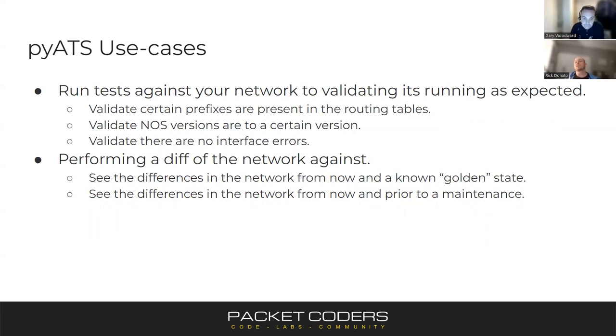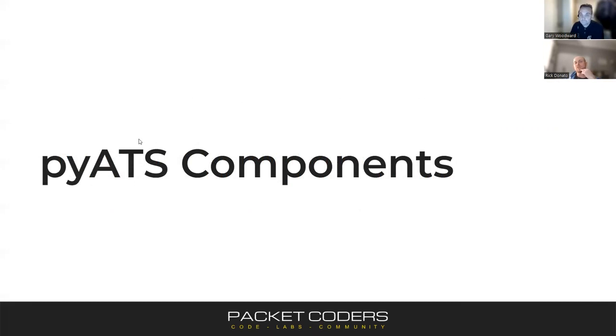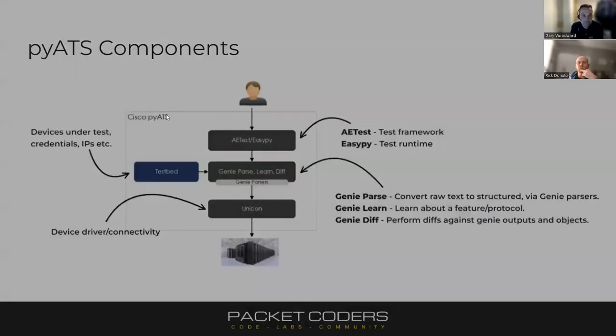Or you might want to diff your network. So you might want to validate that your network is running as expected against a golden state, or a state prior to a maintenance and some changes that you've made. So there's two main use cases there. So let's dive into the different pyATS components.